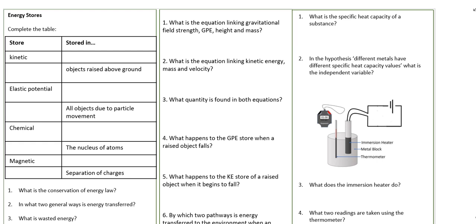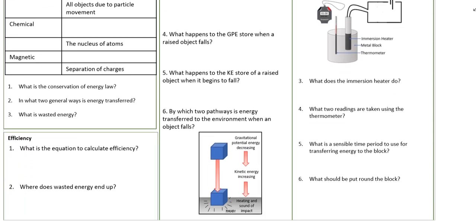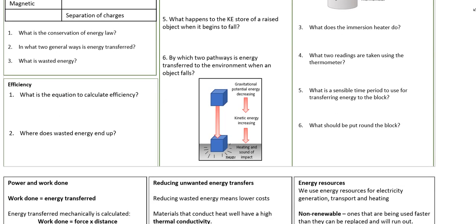What is the specific heat capacity of a substance? In the hypothesis, different metals have different specific heat capacity values. What is the independent variable? What does an immersion heater do? What two readings are taken using the thermometer? By which two pathways is energy transferred to the environment when an object falls? What is the equation to calculate efficiency? Where does wasted energy end up?